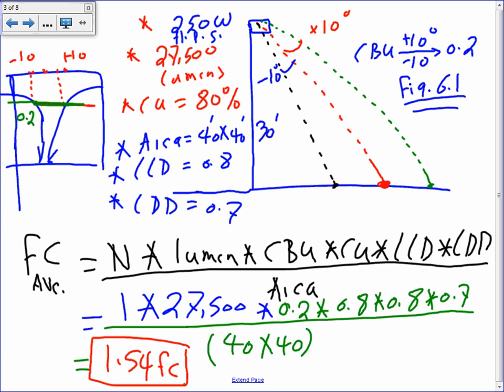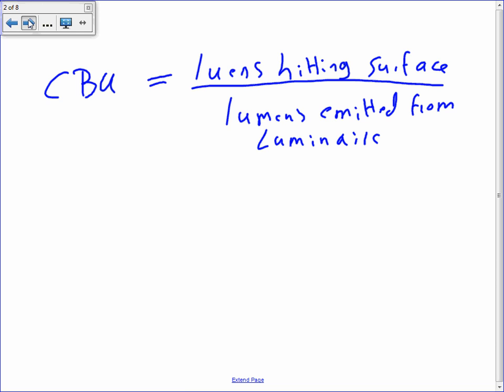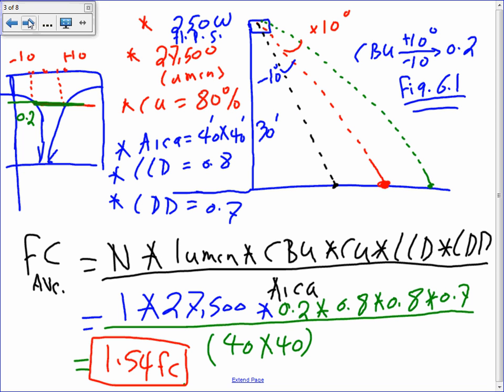LLD is lumen depreciation, and LDD is the luminaire dirt depreciation factor. We just wrote it here. Luminaire dirt depreciation, LDD. I forget them most of the time too. LDD, this is an L, not a C, even though it looks like a C. LDD 0.7. Okay. The rest is history. Look how easy they are.